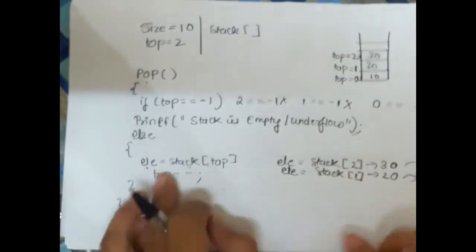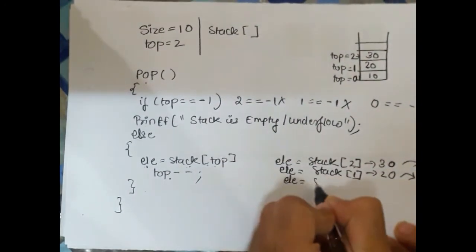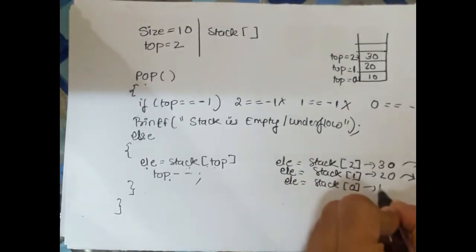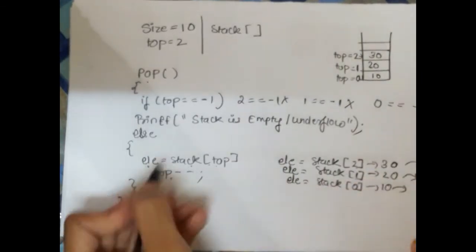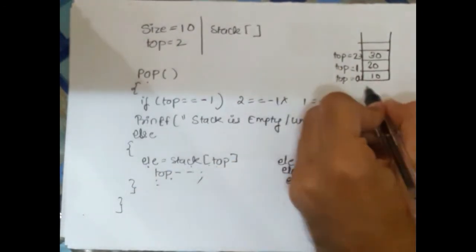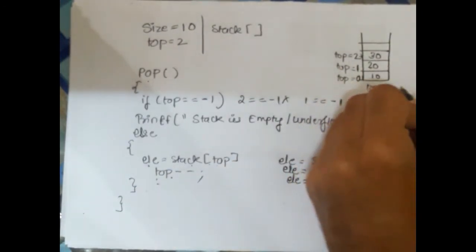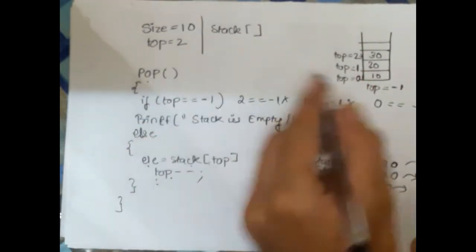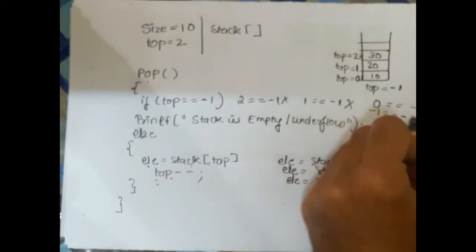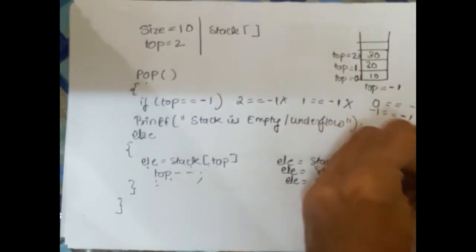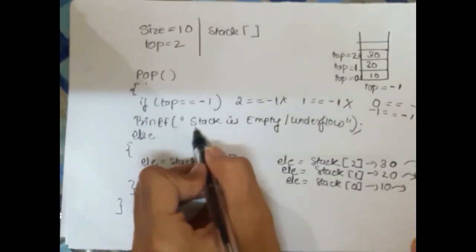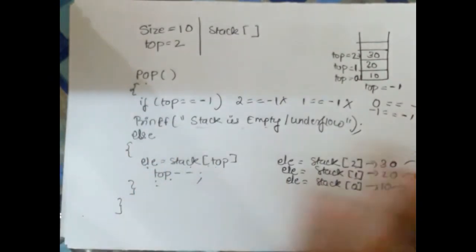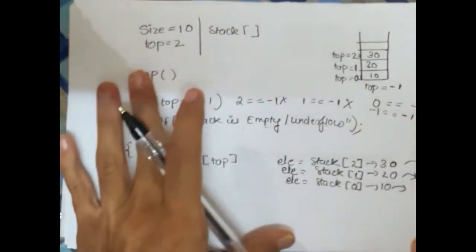So again the else part: the element at the 0th position of the stack, that is 10, will be popped. And now top minus minus, so now top will be at -1. Now once again we will check. Now top is at -1, so -1 equals to -1. Yes, the condition is true. So what will it print? Stack is empty. And if the stack is empty, no pop operation will be performed. Okay, so this was a simple pop operation.